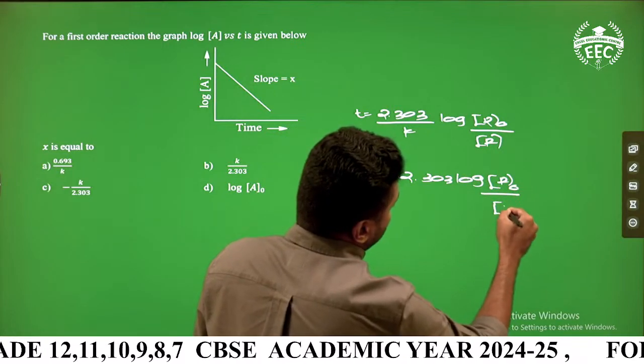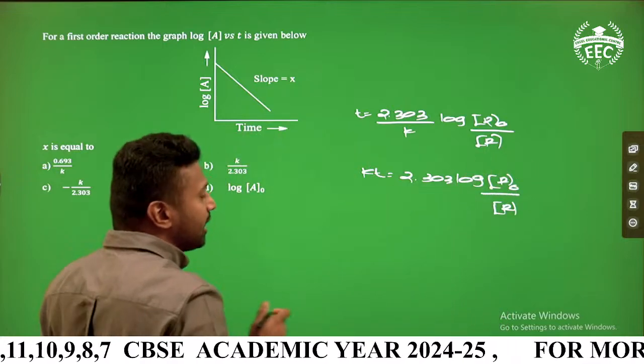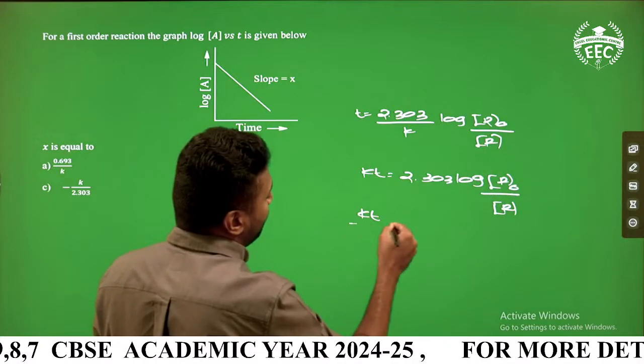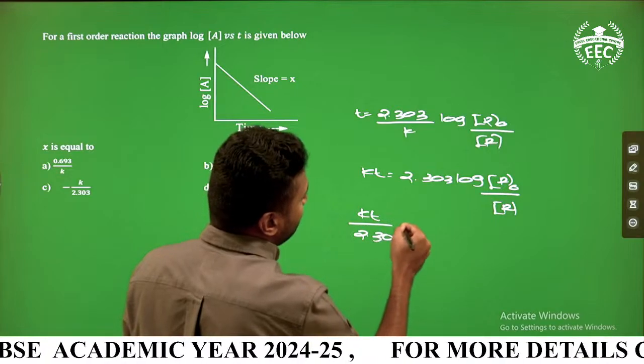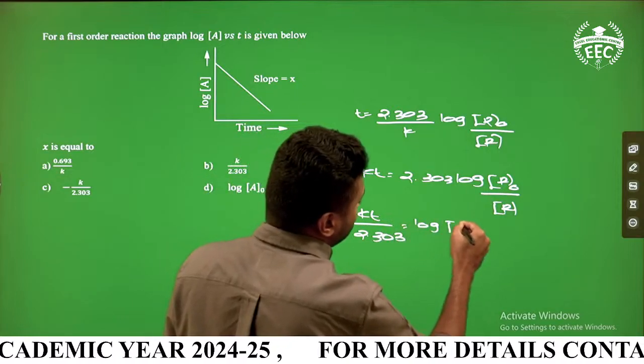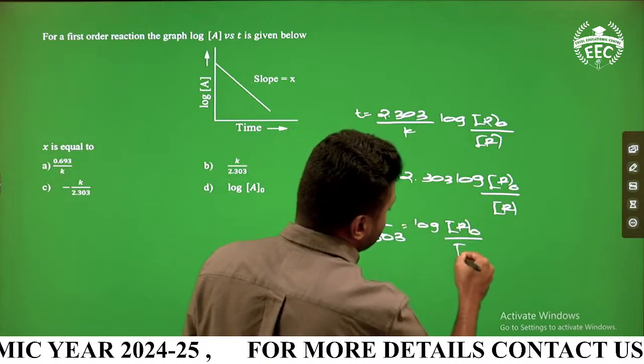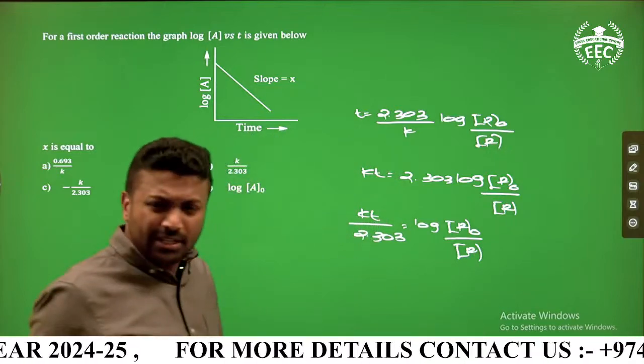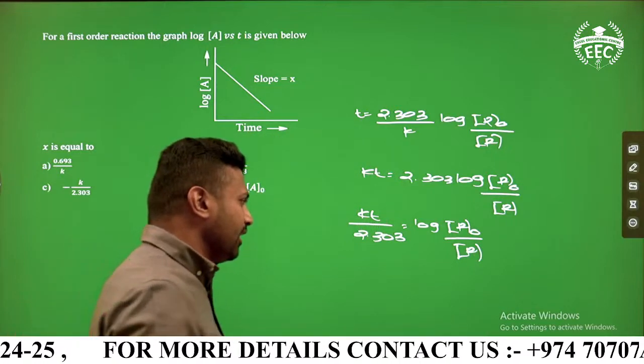From here, what can we say? Log r0 by r will come down as kt divided by 2.303. So kt divided by 2.303 is equal to log of r0 by r. Log of r0 by r means log of a by b.